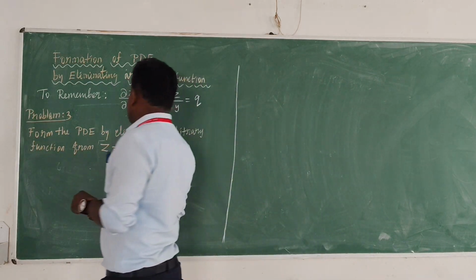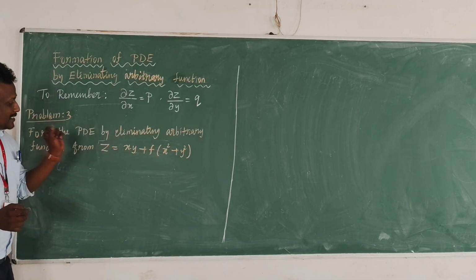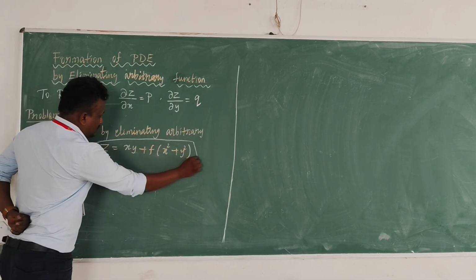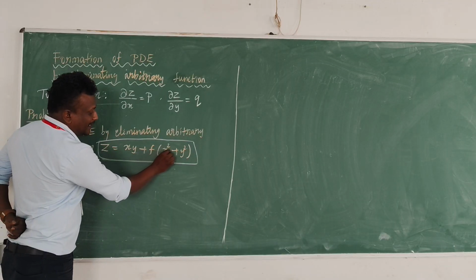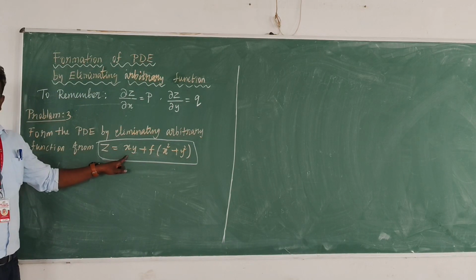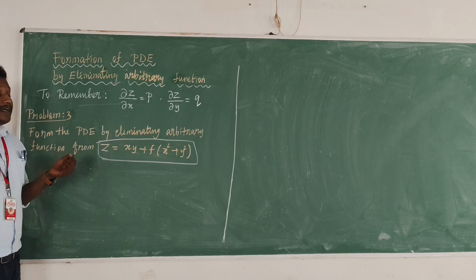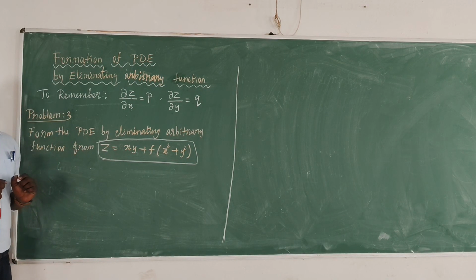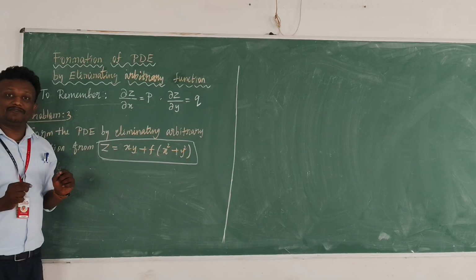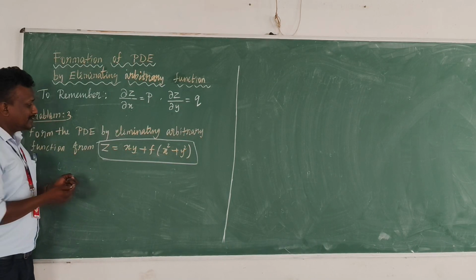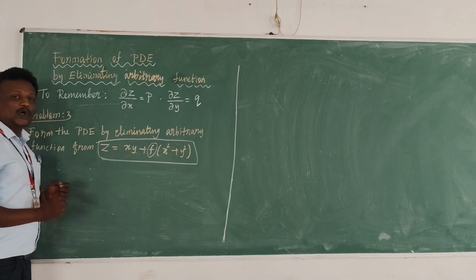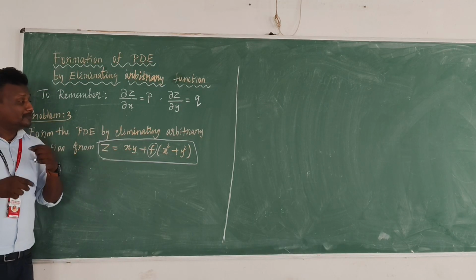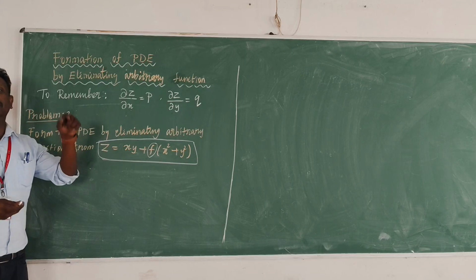First, always check what function is given. Here our function is z = xy + f(x² + y²), in terms of x and y. Our task is to eliminate the function and form the PDE. Eliminating an arbitrary function means first we need to identify what the function is. Here, obviously, f is the function. We need to eliminate it, not by erasing or writing, but mathematically, and also form the PDE.